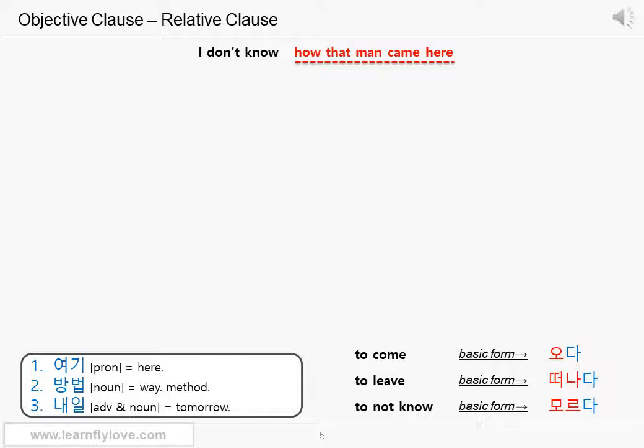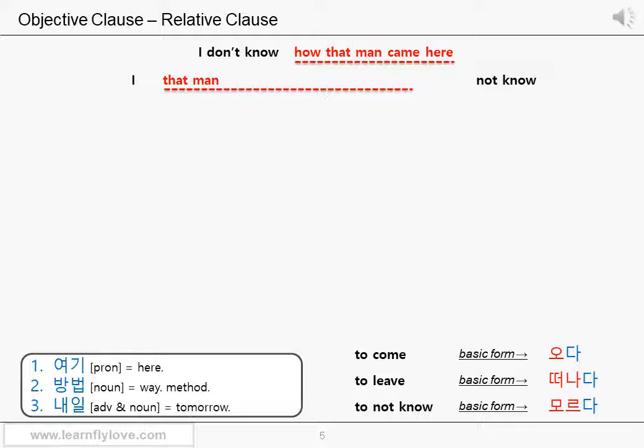I don't know how that man came here. We can see how in the clause this time. Let's rearrange the words. The subject I comes first. The entire how that man came here part comes right before the predicative part not know as an object. Let's rearrange the words in the relative clause. The subject of the clause, that man, comes first. An adverb here is a destination, so it can come right before the verb came.